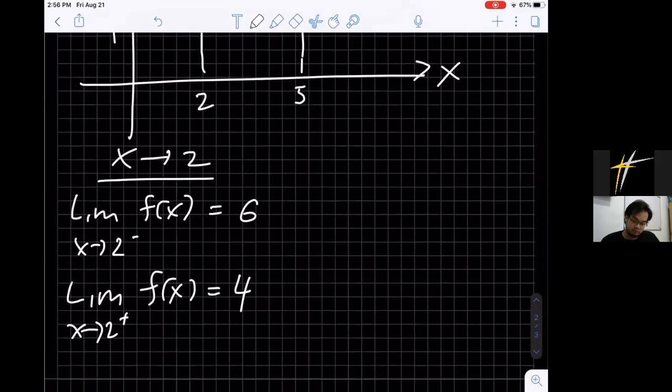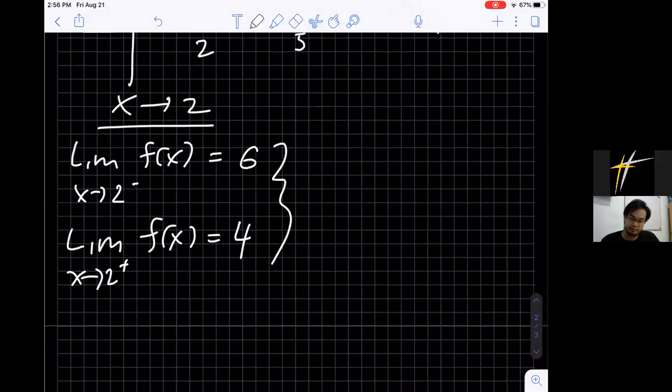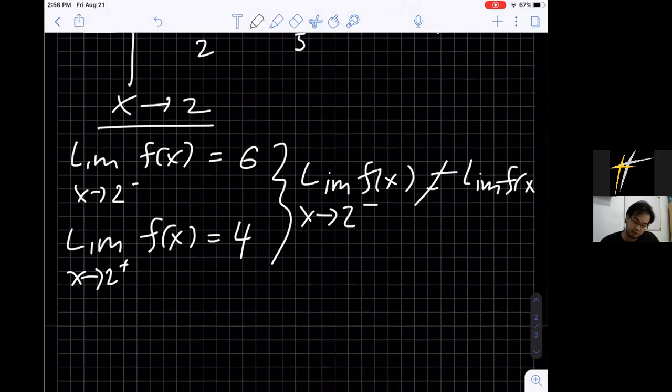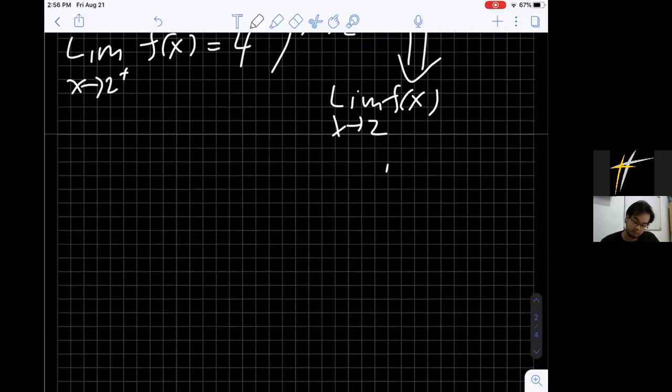Now because they are not the same, because the limit of f(x) as x approaches 2 from the left is not the same as the limit of f(x) as x approaches 2 from the right, we can conclude that the limit of f(x) as x approaches 2 does not exist. Okay, understand?